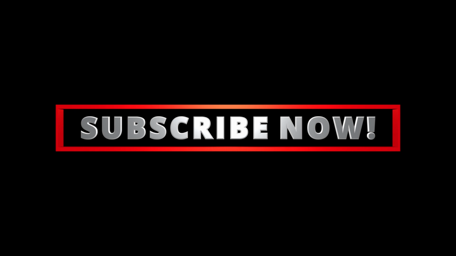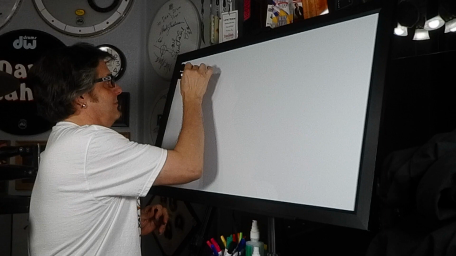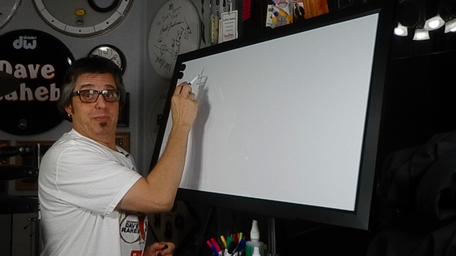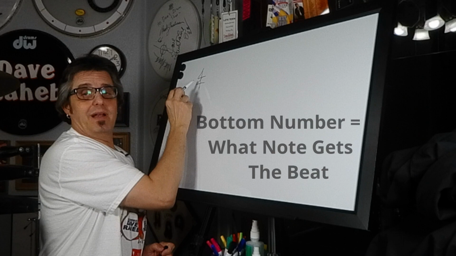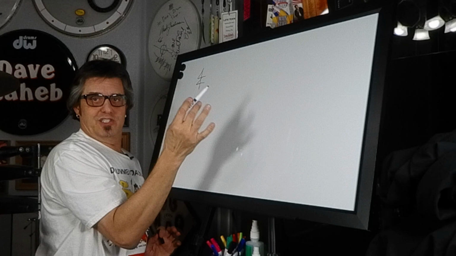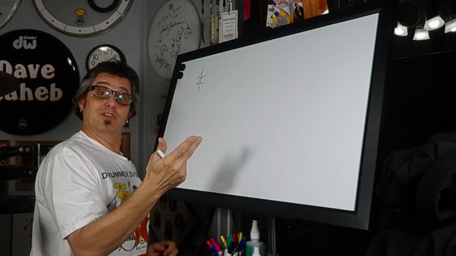Let's jump right into it and get going. We've got a 4-4 time signature. The top number always tells you how many beats are in the bar, so there's going to be 4 beats in the bar. The bottom number always tells you which note gets the beat. Since it's a 4, the quarter note gets the beat. So there are 4 quarter notes in each bar, simply going 1, 2, 3, 4, 1, 2, 3, 4, like that.